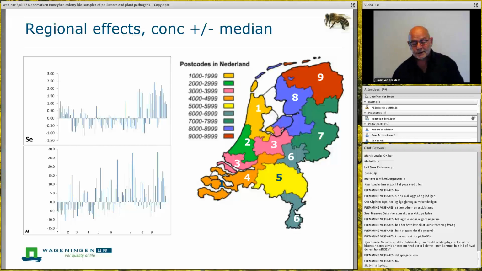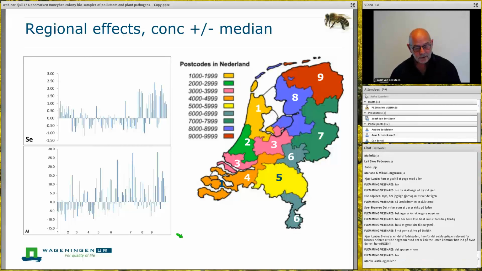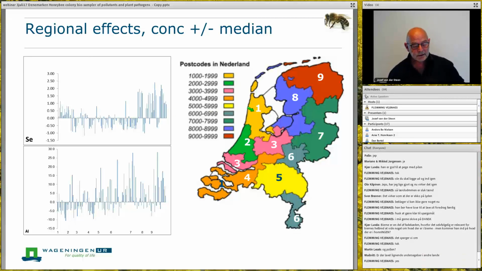We also see, this is an interesting slide, there are big differences in this small country like the Netherlands, and it would probably be more or less the same here in Denmark. When we look at selenium, we see this is postal code 1, and this goes up to 9, and I'll show you: here's 1, and here's 9. You see, looking at selenium here in postal code 1, in the north of the Netherlands, you can see a lot of selenium, and it's about 0 here, but that means there's the median. So you're on top of it.